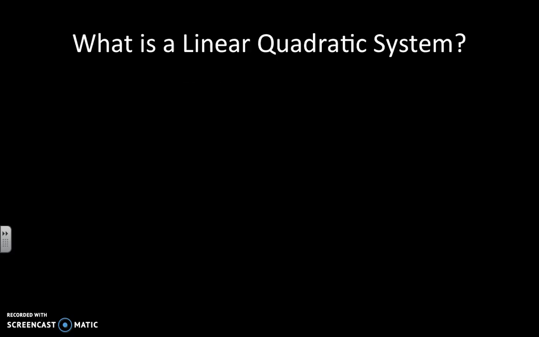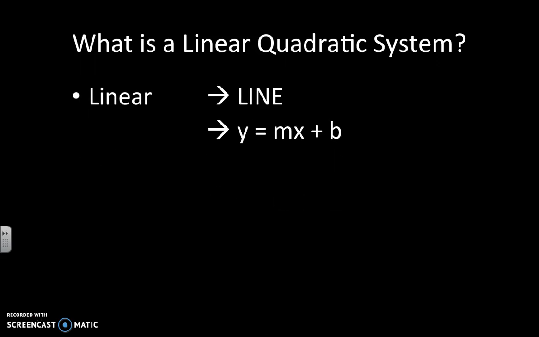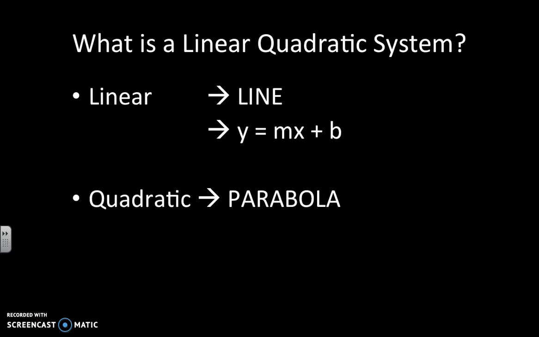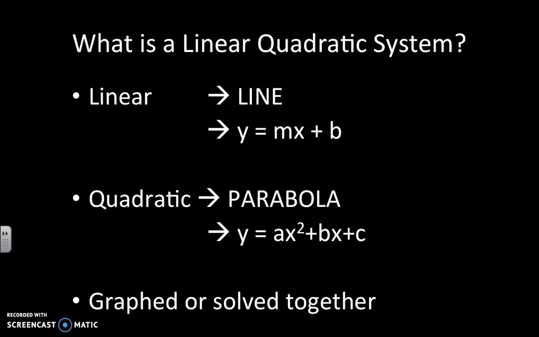All right, so what is a linear quadratic system? Linear indicates that we're going to have a line which has the equation y equals mx plus b. Quadratic indicates that we're going to have a parabola which has a standard equation of y equals ax squared plus bx plus c. Now, either of these equations may not be in that given form, but those are the forms they should be in when you go to graph them. And these are either going to be graphed together or solved together. And just like with regular systems of equations, we're looking for the common solutions, or if you're graphing, the points of intersection.